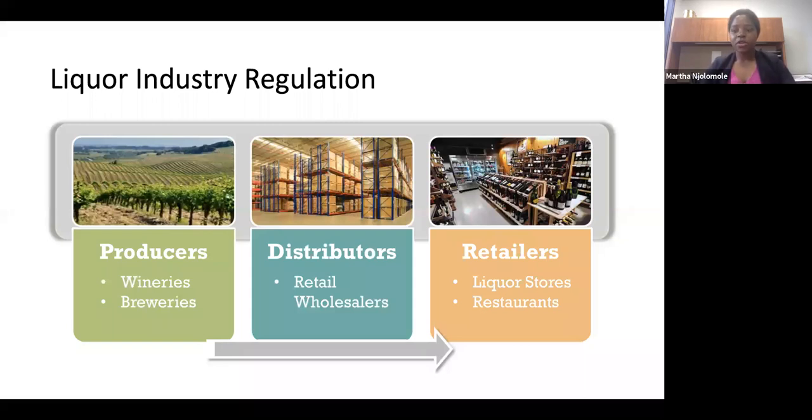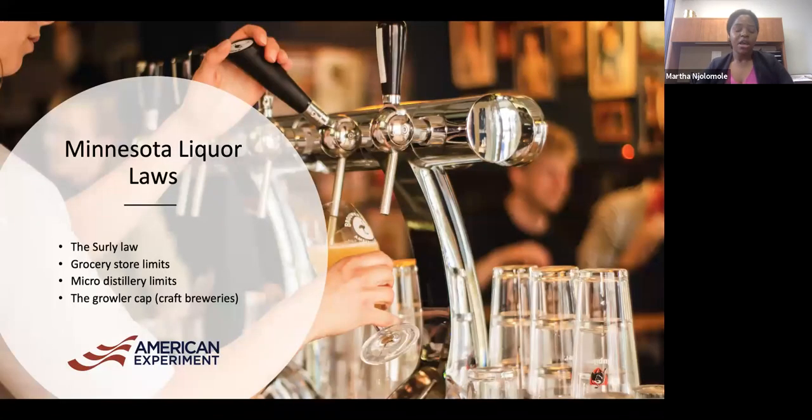There are a couple of laws that Minnesota has that pretty much make sure that this system stays intact, and it ends up hurting producers and also consumers. The first one is the Surly law. This law was put in place in 2011. Before this law, breweries could not sell directly to consumers. They wouldn't sell pints of beer like the big breweries.